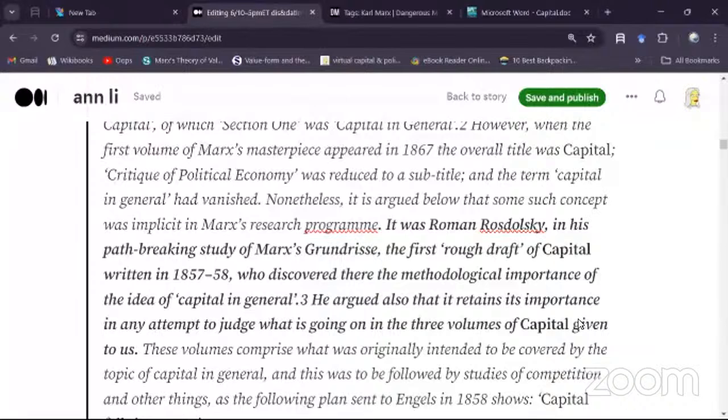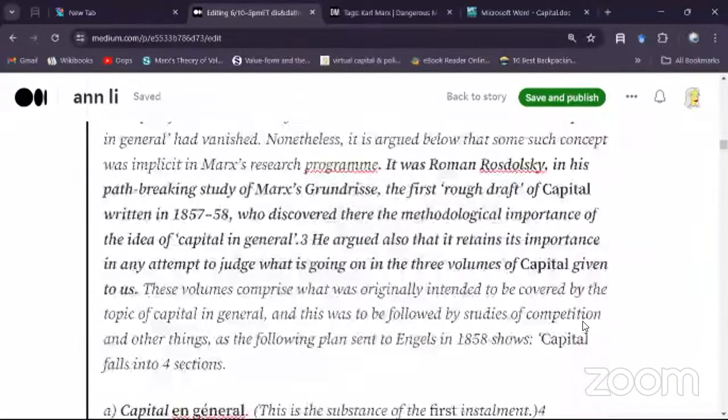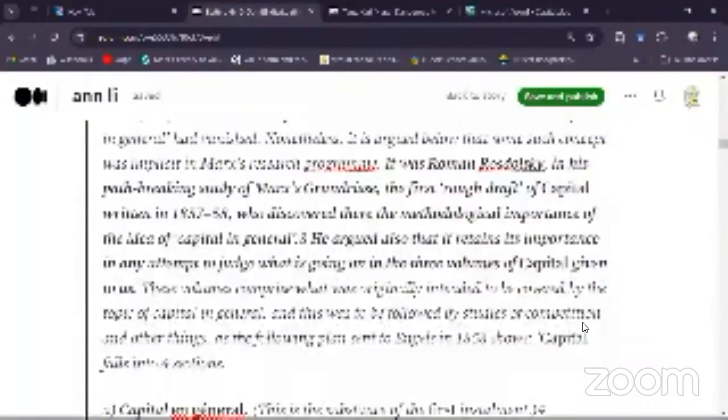This is the draft before the Critique of Political Economy. We discovered the methodological importance of the idea of capital in general. He argued also that it retains its importance in any attempt to judge what is going on in the first three volumes of Capital given to us. These volumes comprise what was originally intended to be covered by the topic of capital in general, and this was to be followed by studies of competition and other things. That's the following plan sent to Engels in 1858.